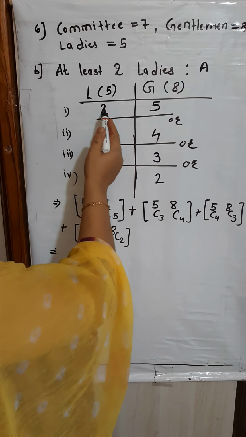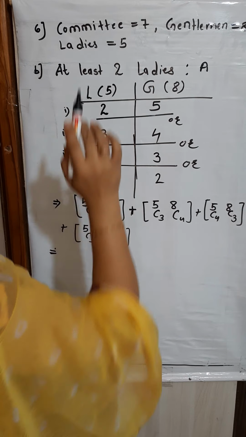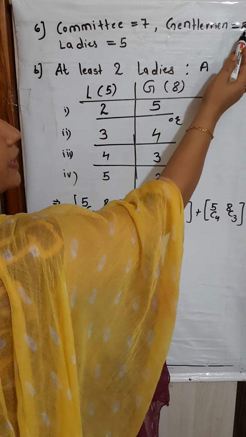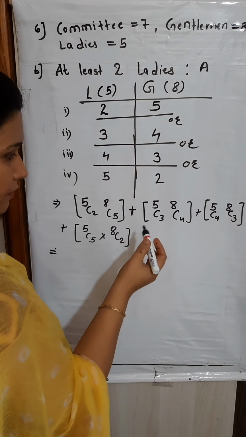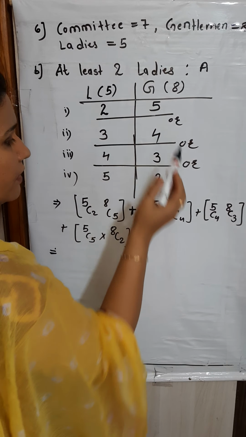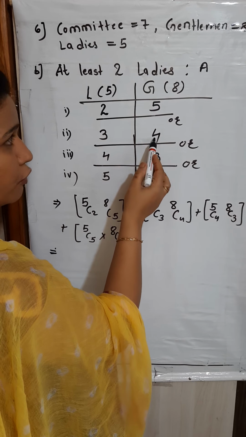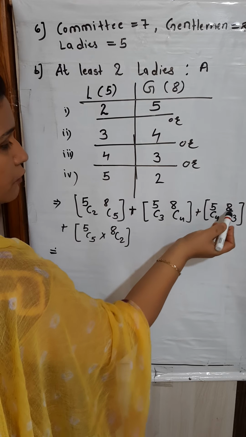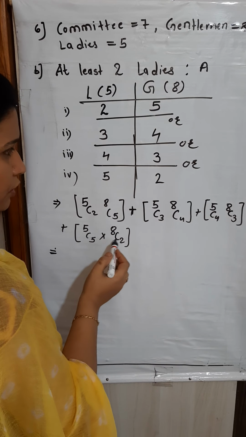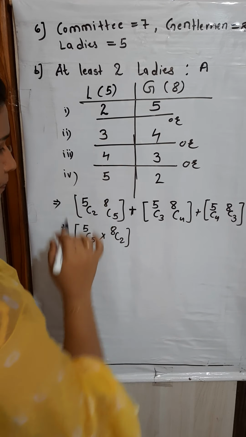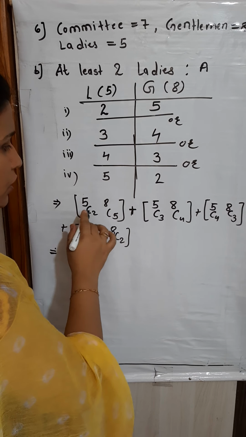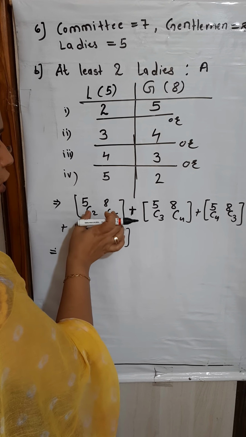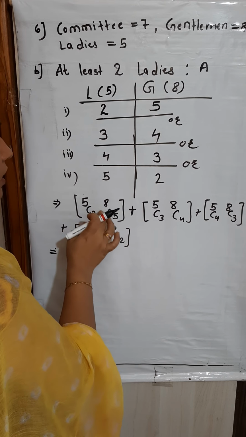So we'll select 2 ladies from the given 5 ladies in 5C2 ways, and 5 gentlemen from 8 gentlemen in 8C5 ways, plus 3 ladies from 5 ladies in 5C3 ways, and 4 gentlemen from 8 gentlemen in 8C4 ways. Similarly, 5C4, 8C3 and 5C5 into 8C2, by using this table. Now these two things are in multiplication because we want both of them. That's why these two are compulsory, and we have done multiplication here.